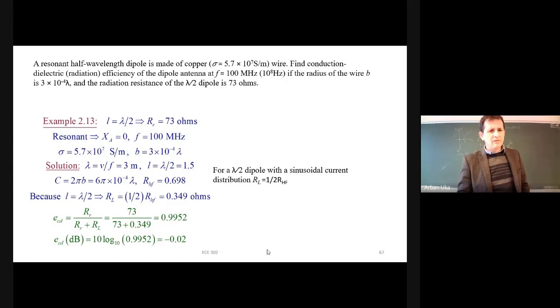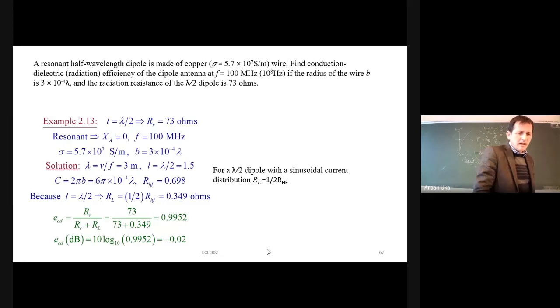The half wavelength dipole, the L, will be half of the 3 meters. It will be 1.5 meters. And also, in this case, for the half wavelength dipole antenna, the RL is equal to half of the high frequency resistance. So this you can consider as a given. And we just move ahead.